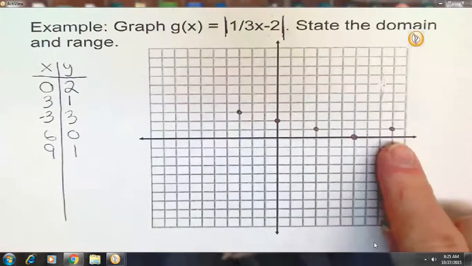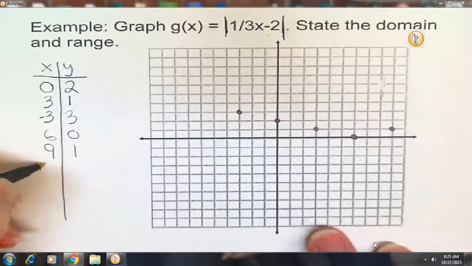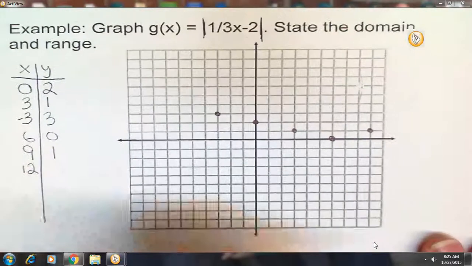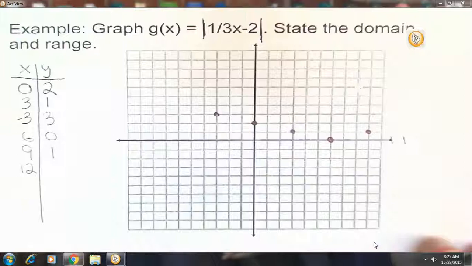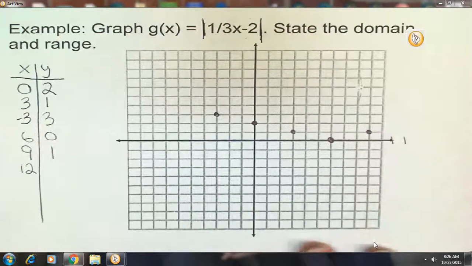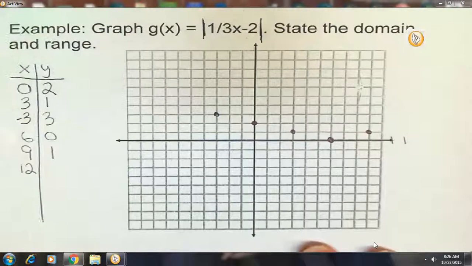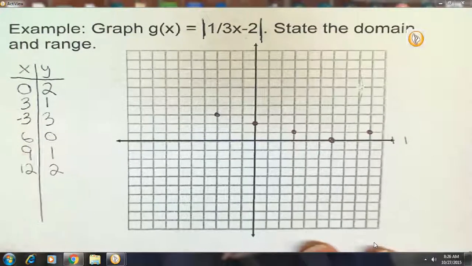At this point, it looks like my graph is starting to go back up, doesn't it? Let's put in one more positive number, maybe 12. Even though 12 is off of our graph, I can estimate about where 12 would be. So let's put 12 in. 1/3 times 12 is 4. And 4 minus 2 is 2, and the absolute value of 2 is 2.